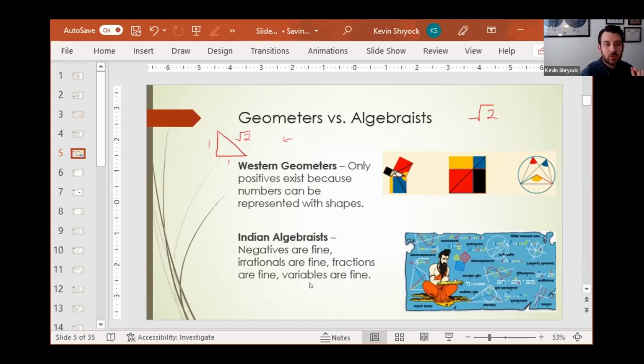To an algebraist, things like imaginary numbers worked out great. They solve equations, negatives, zeros, all of these numbers became very, very available. So to an algebraist, the square root of 2 might have emerged from trying to solve the equation x squared equals 2.